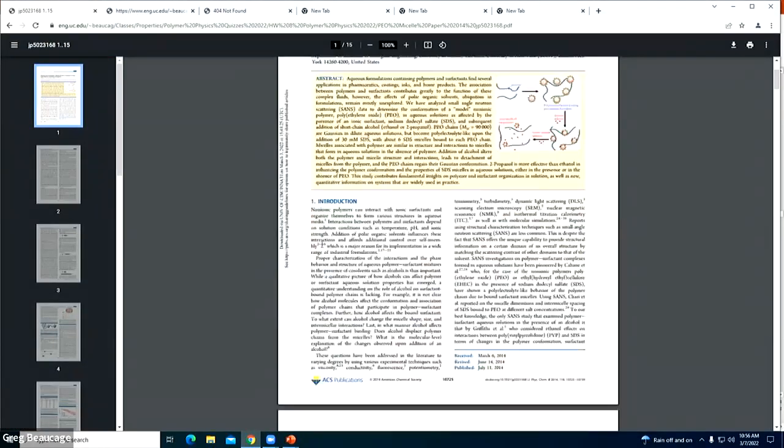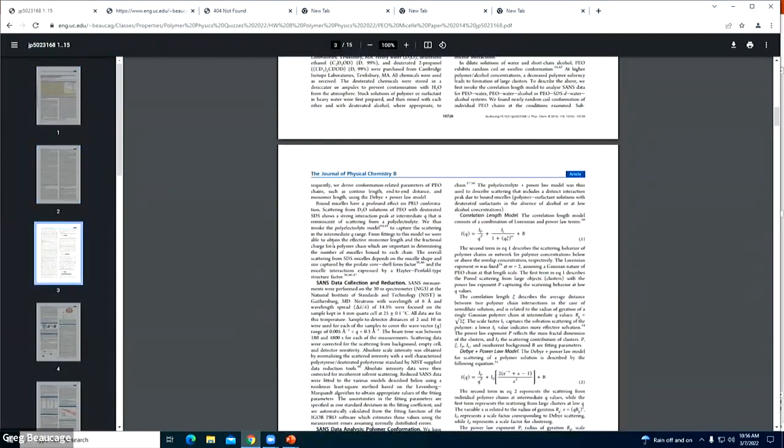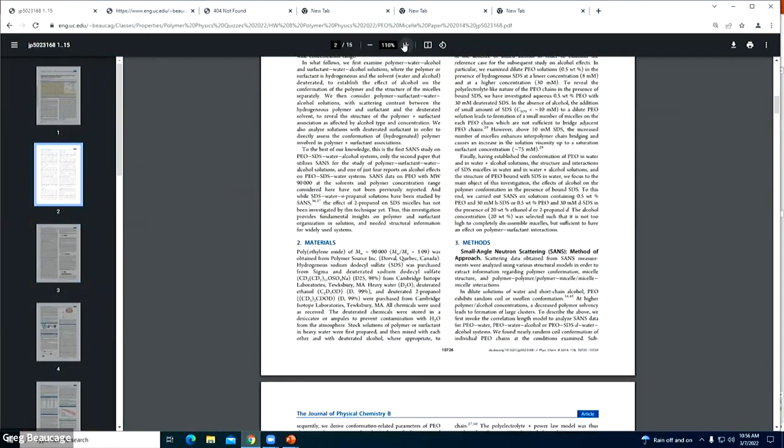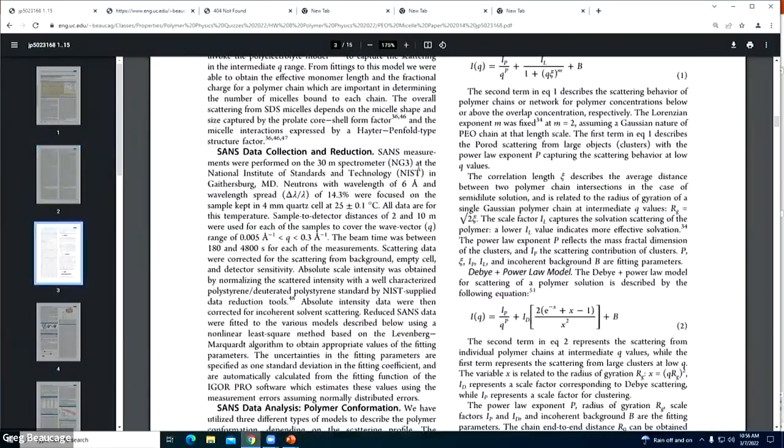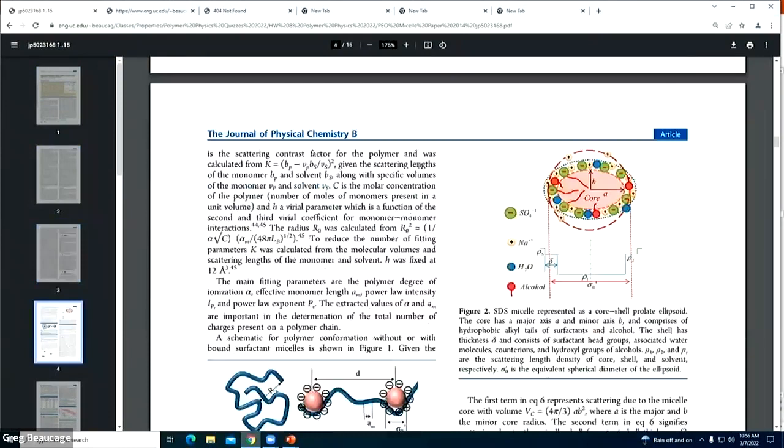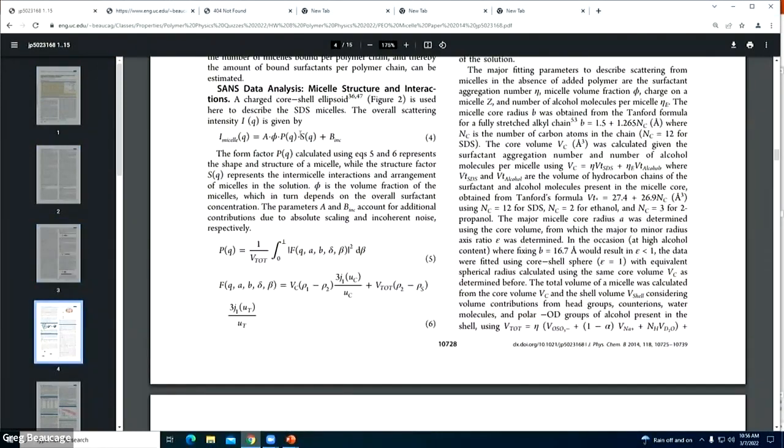This paper, she goes through. So here's the P of Q, S of Q. So that's the sphere thing. And the SDS micelles are kind of spheres, except that they have a core-shell structure, so they have a middle, so the function is a little bit more complicated. It's like two sphere functions subtracted from each other. Then S of Q is just how they pack. It's the same thing.